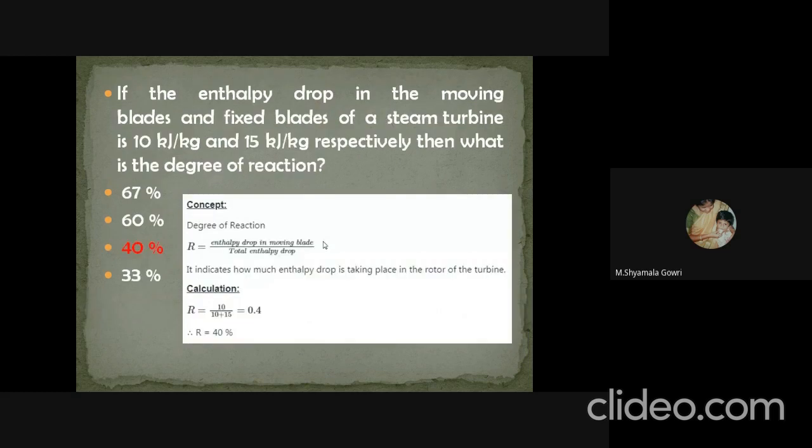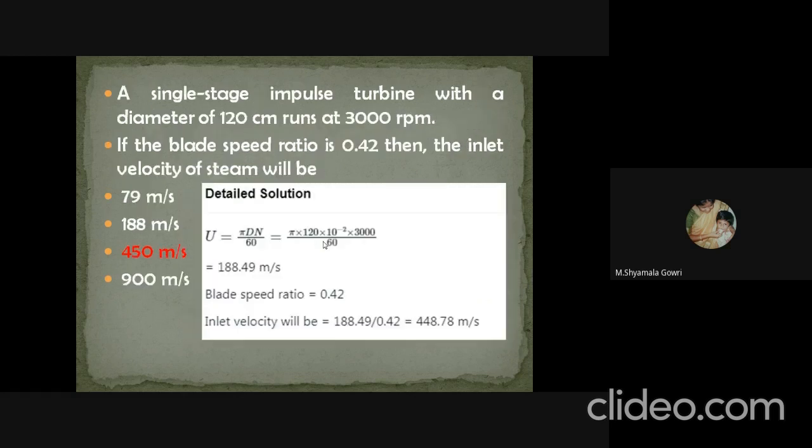If the enthalpy drop in moving blade and fixed blades are 10 kilojoules per kg and 15 kilojoules per kg respectively, then what is the degree of reaction? So the degree of reaction R is equal to 10 divided by 10 plus 15. This is 0.4, that is 40%.